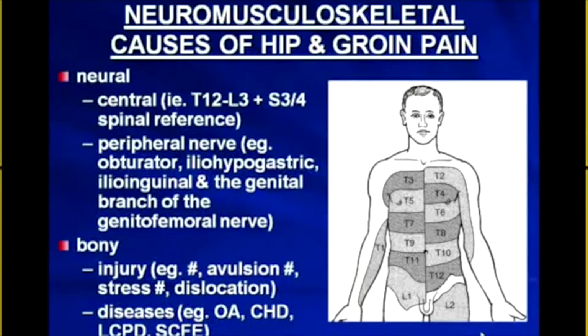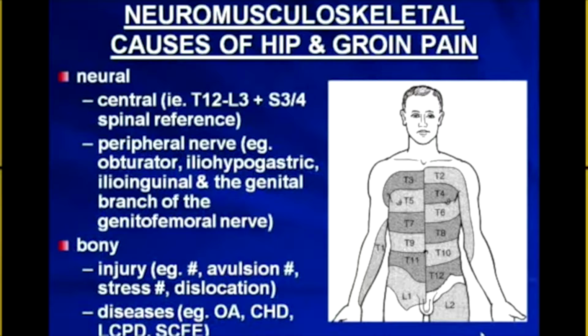At a more peripheral level, we have the obturator nerve, which can very much mimic an adductor tendinopathy, the iliohypogastric and ilioinguinal nerves, and the genital branch of the genitofemoral nerve. And those nerves actually become important with things like abdominal surgery, weight gain, tight pants, and pregnancy, which can all affect those peripheral nerves, resulting in hip and groin pain.